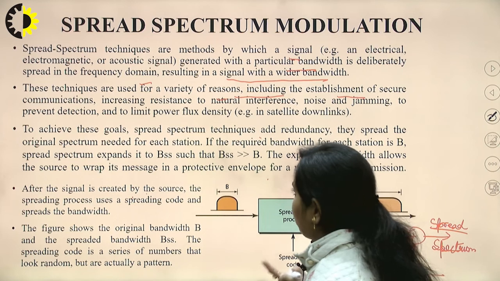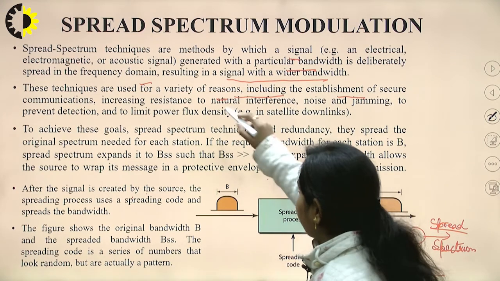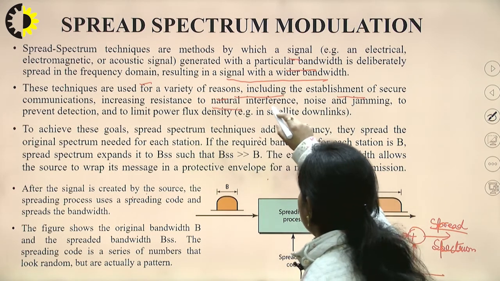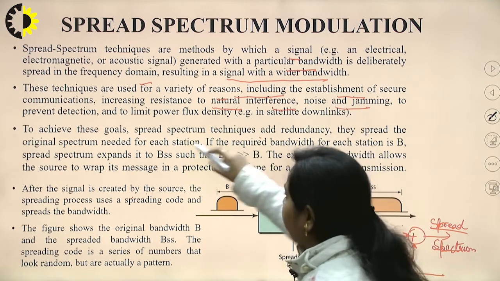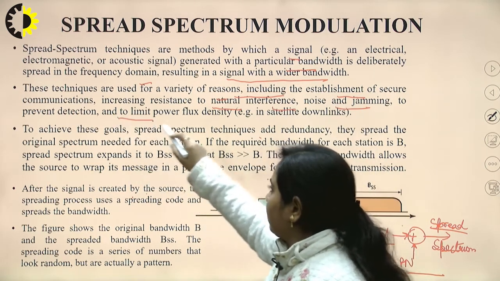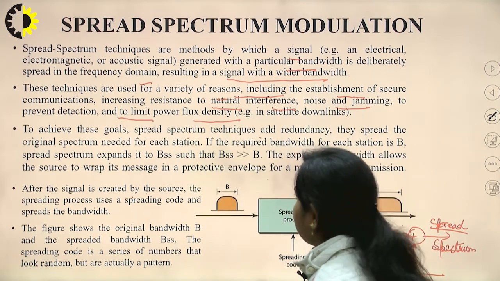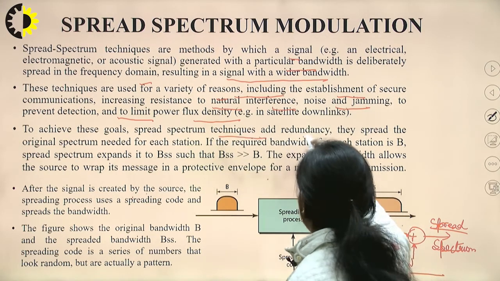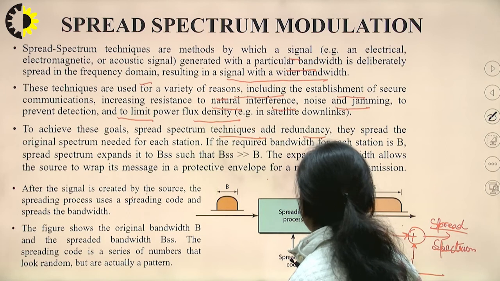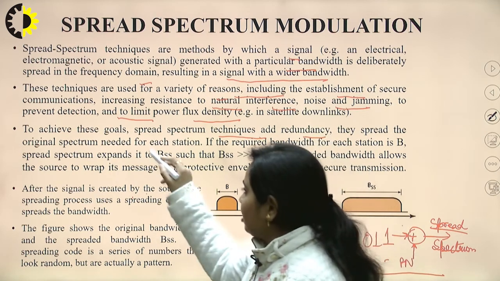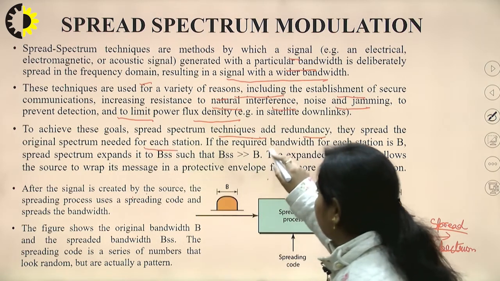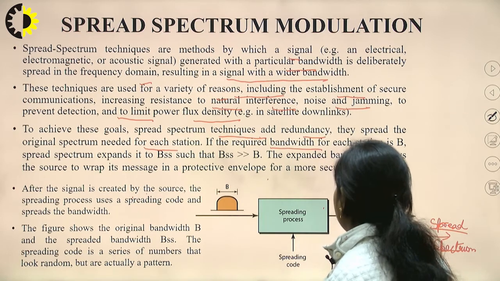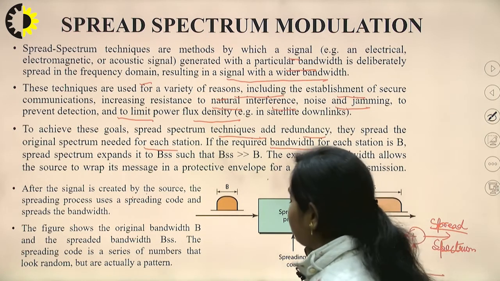So these techniques are used for secure communication. They increase the resistance to natural interference, noise, and jamming, to prevent detection, and to limit the power flux density. To achieve these goals, spread spectrum techniques add redundancy. They spread the original spectrum needed for each station. Let the required bandwidth for each station be denoted as B.